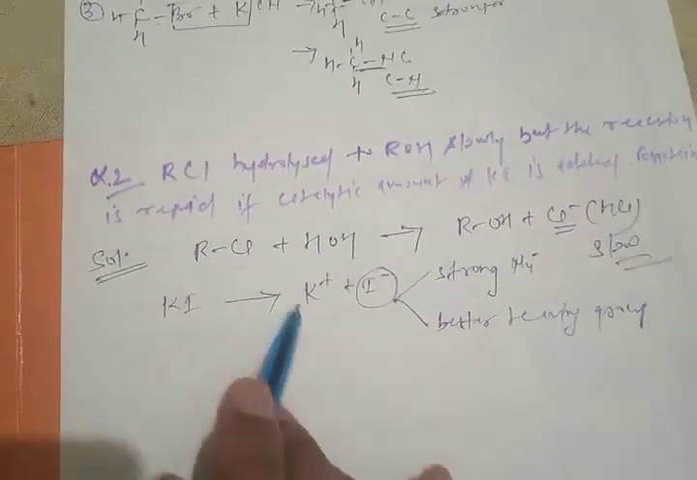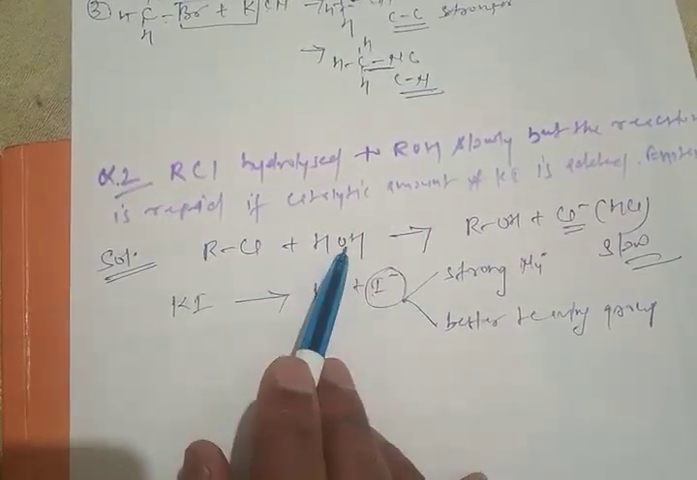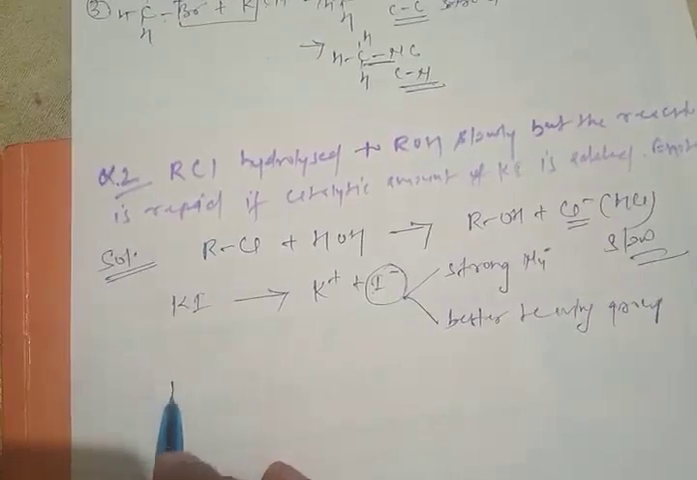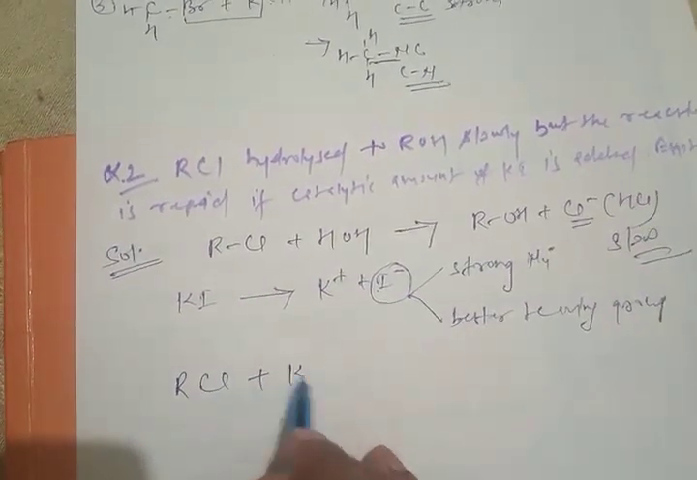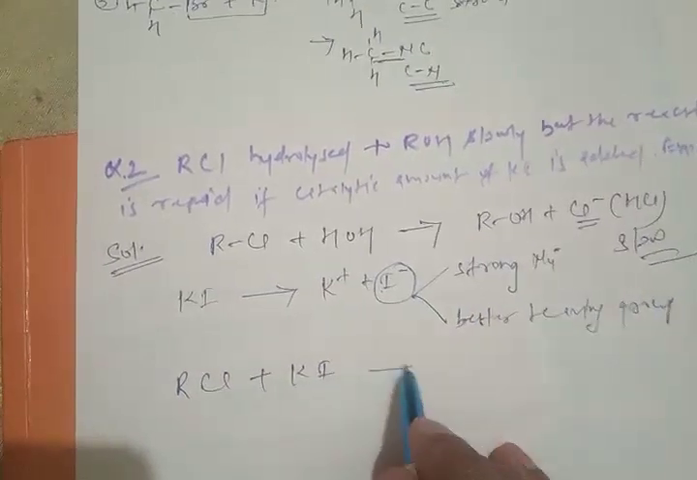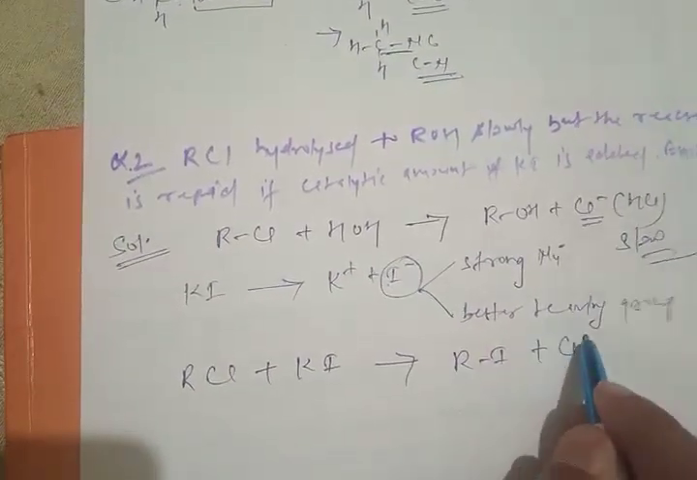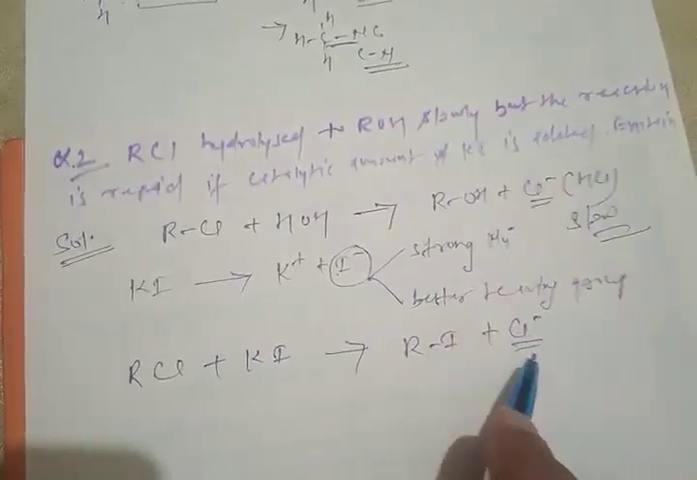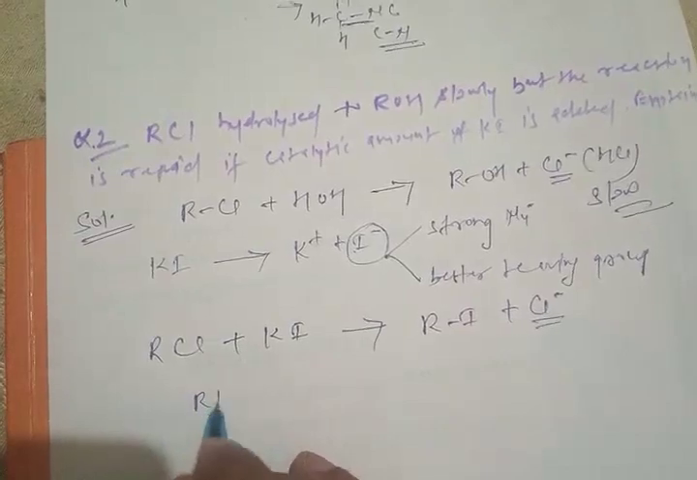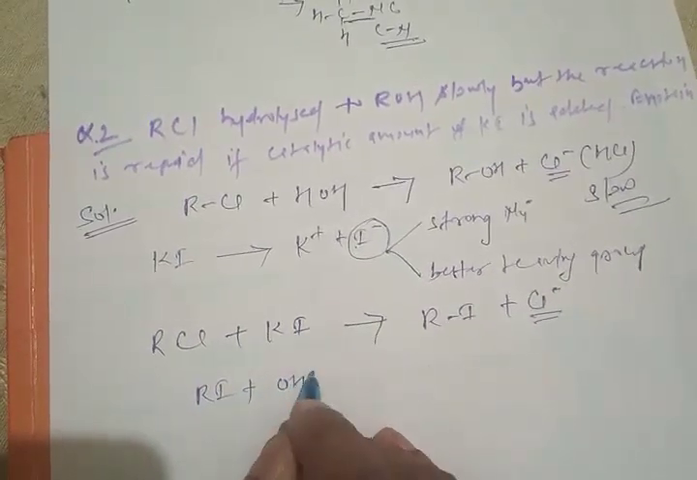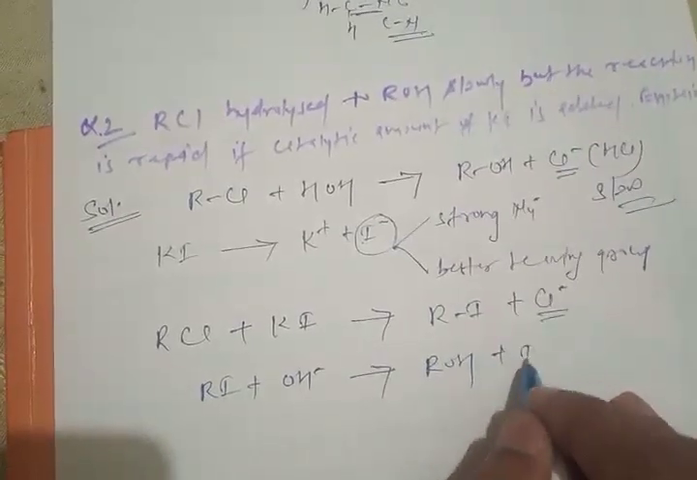Now if you add KI to this, as it is a strong nucleophile compared to this one, RCl with KI will give you RI with release of Cl negative. And now this RI will combine with OH. This is the better leaving group, so ROH will form and I will be released.